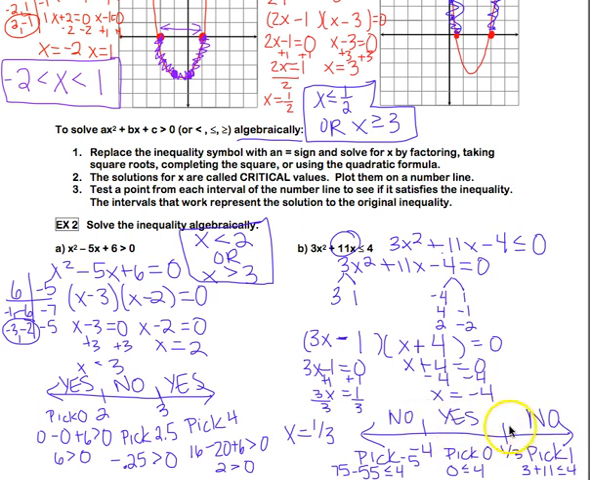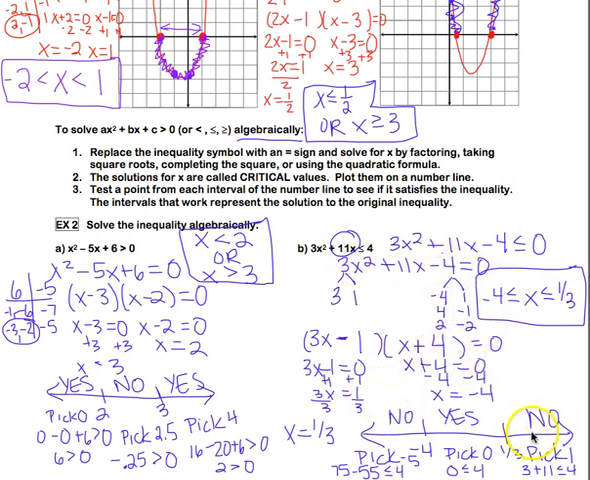Here my yes is only in the middle, which means that the values of x that will satisfy my inequality are those that are between -4 and 1/3. So I write myself a sandwich. This sandwich gets the equal signs because my original had the equal signs.